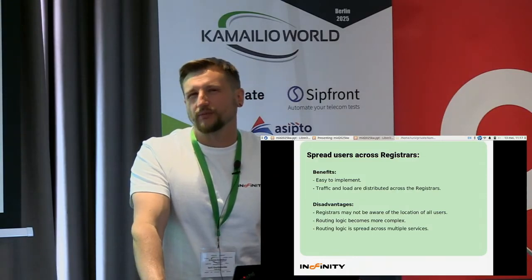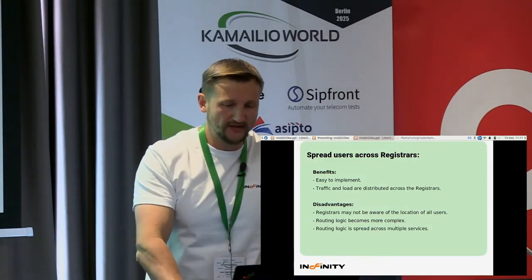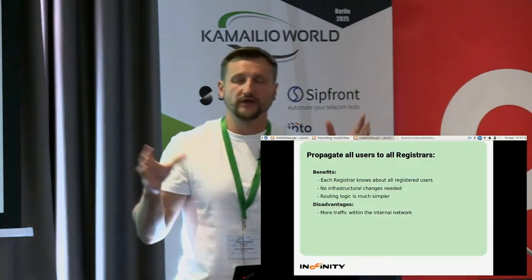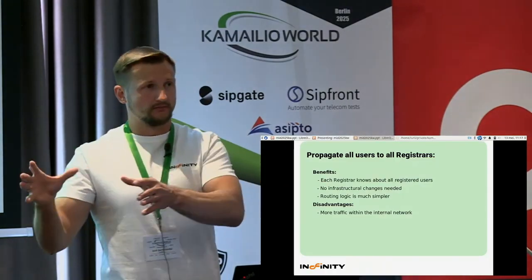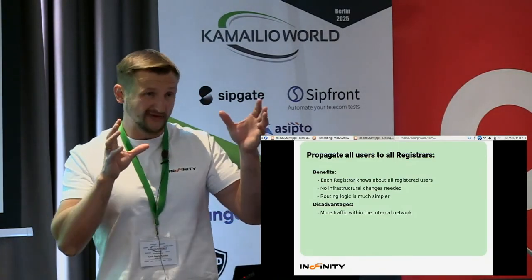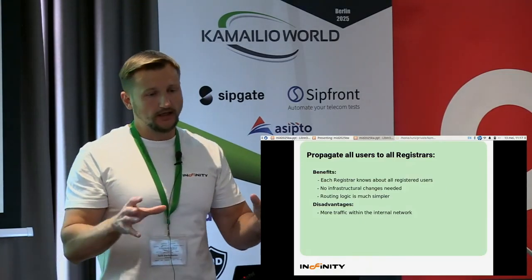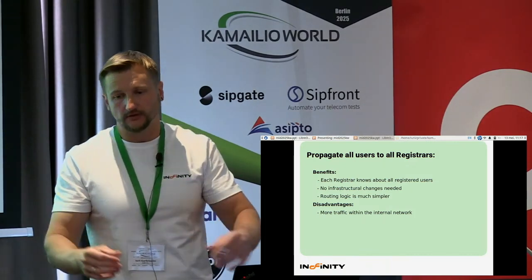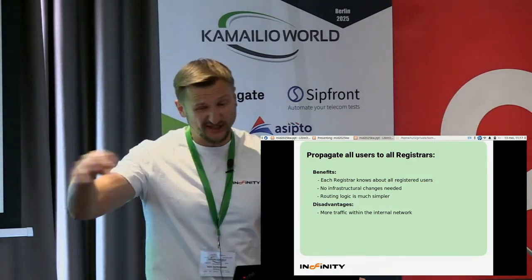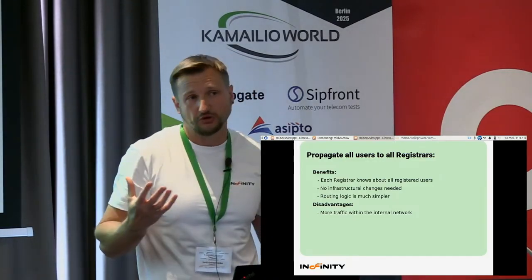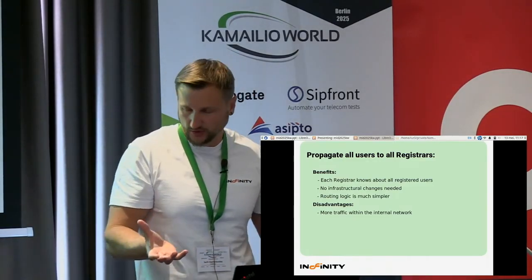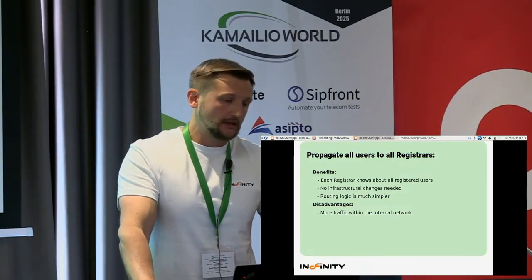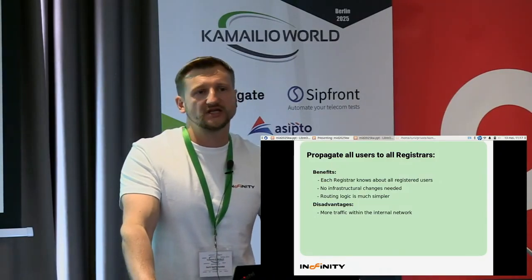And another option is to propagate users to all the registrars. What I mean is that, for example, we have 2-3 registrars, and we just copy them. So each registrar is responsible for any user in the system. We can just register each user on each registrar, and then routing logic becomes less complicated. We don't need to think much about the routing logic, at least on the MID-Registrar. And yeah, class 5 features are mostly saved.